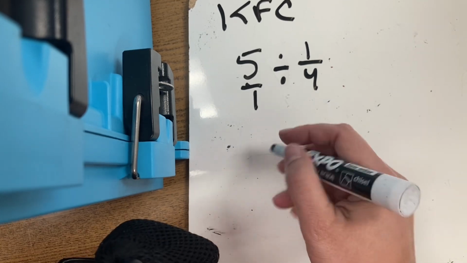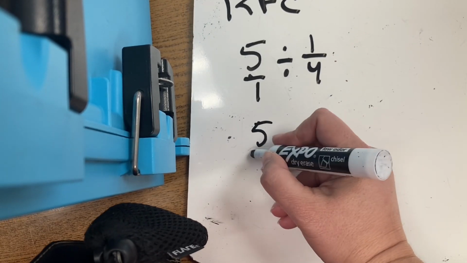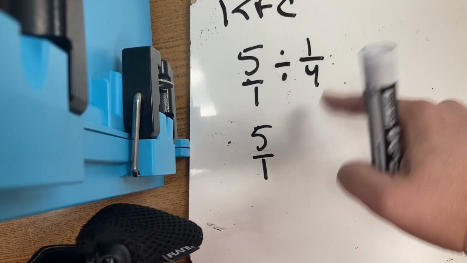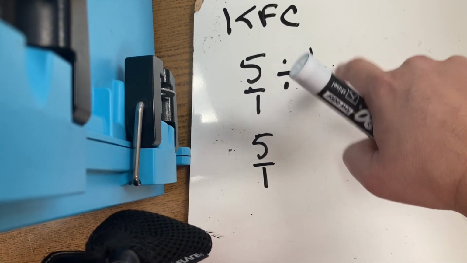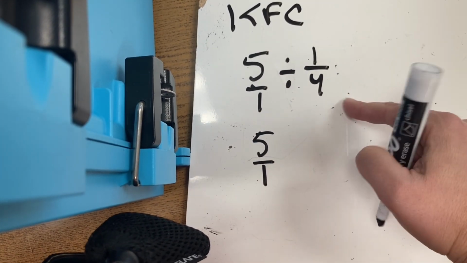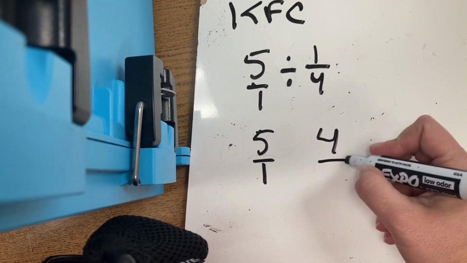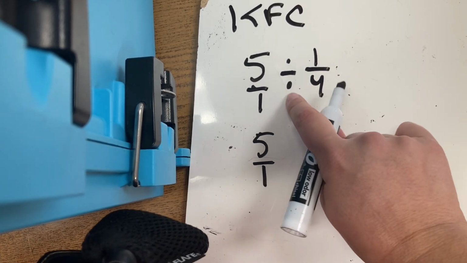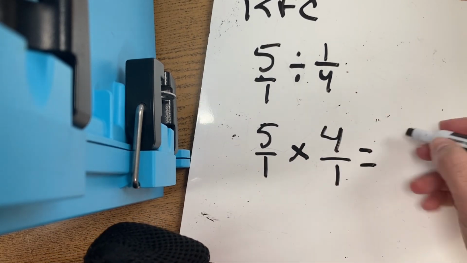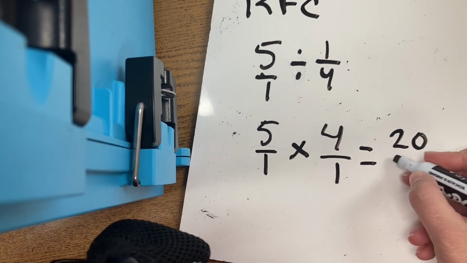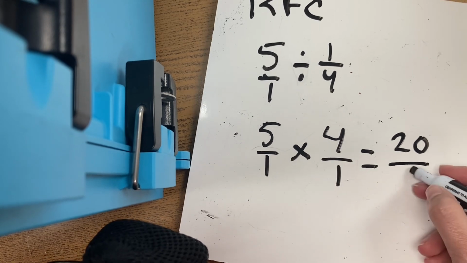Okay, so when I rewrite it, I keep it. So for division, you should always have 2 equations, the division and the multiplication. You flip always the second fraction. So it was 1 over 4, now it's 4 over 1. And then change this to multiplication. So 5 times 4 is 20. 1 times 1 is 1.